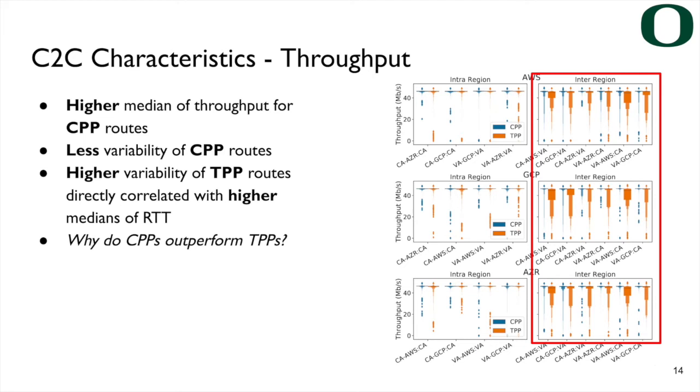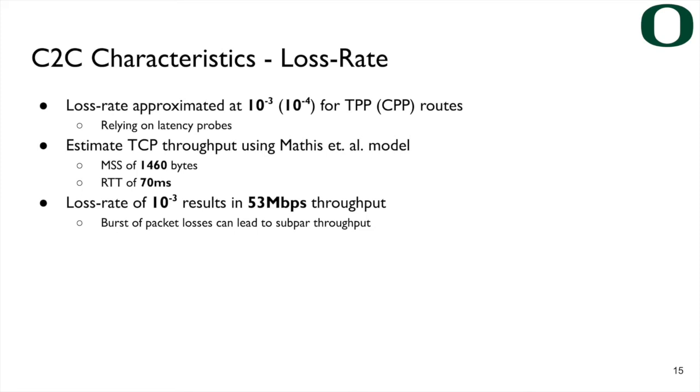And to answer that, we looked into the loss rates of these cloud-to-cloud paths. We approximated loss rate by relying on our latency probes. Basically, an unresponsive latency probe was indicative of a packet loss, and we approximated loss rate to be about 0.1 and 0.01% for TPP and CPP routes, respectively.